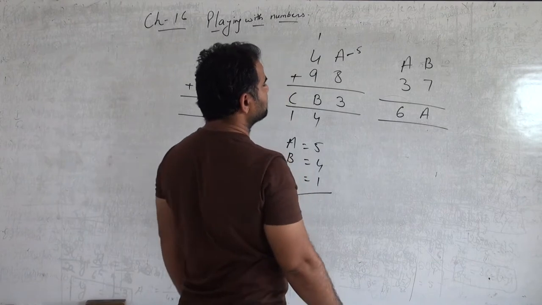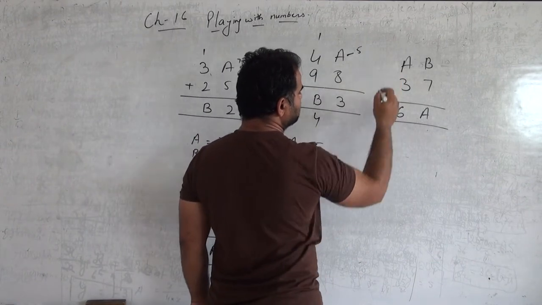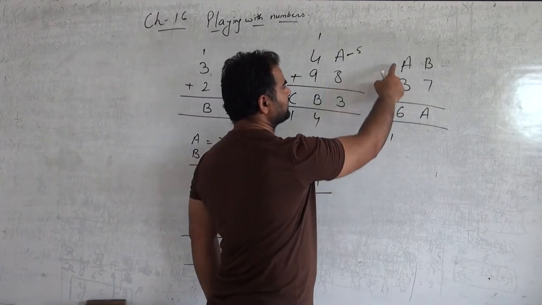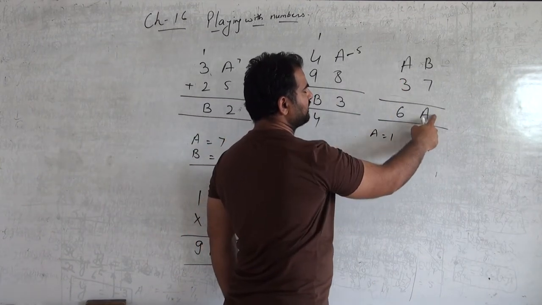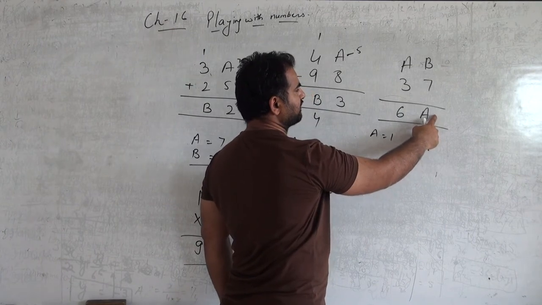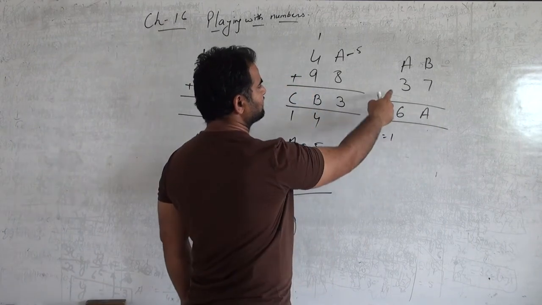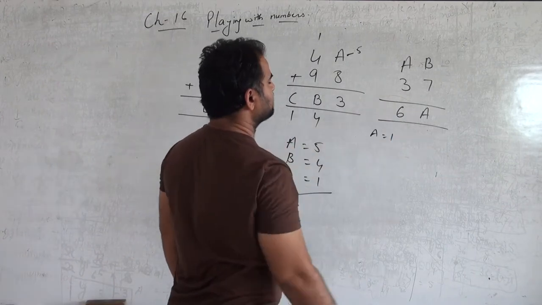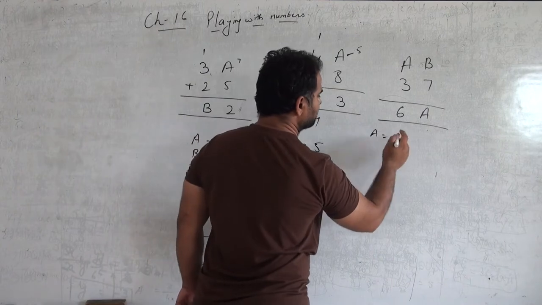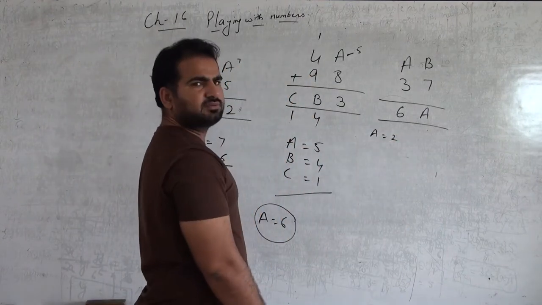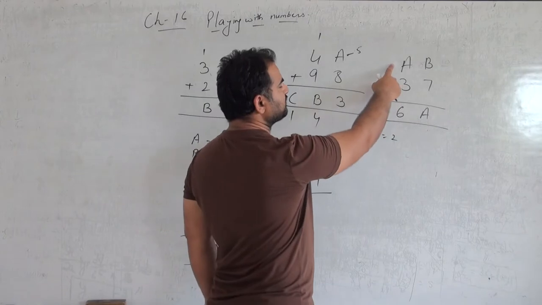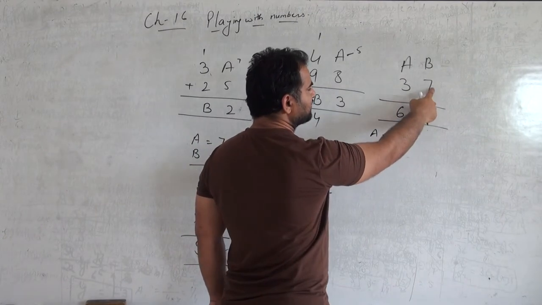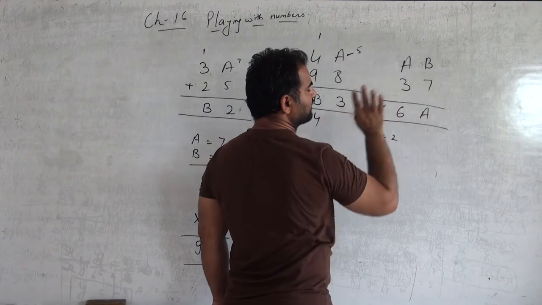So what should I write? First of all, I am writing A equals 1. So 3 plus 1 equals 4, but we need 6. So that's not correct. A equals 2. When I write 2 there, it will also be 2 there, and 7 gives 2 when 5 is added to it.